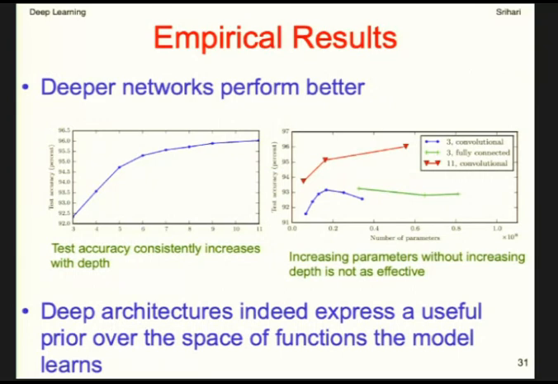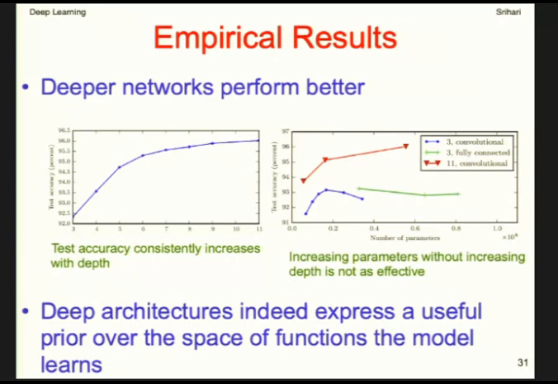Other empirical results: deeper networks perform better. Test accuracy consistently increases with depth. So this is the depth being used. Test accuracy was going from 92.5 to 96.5%. So going to 10 layers is doing better than 3 layers and so on. And increasing parameters without increasing depth is not as effective. What about simply using a large number of units as parameters? Free parameters, some convolutional network, fully connected, and so on. What happens to test accuracy as the number of parameters increases? Sometimes it goes down, for different models.